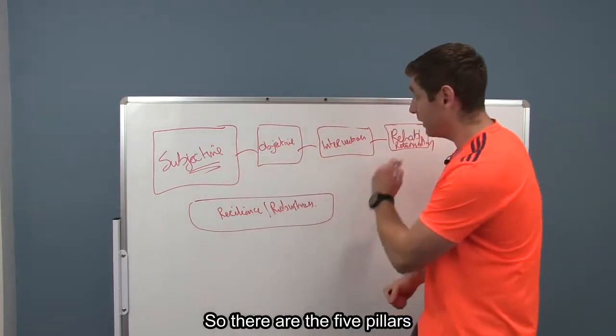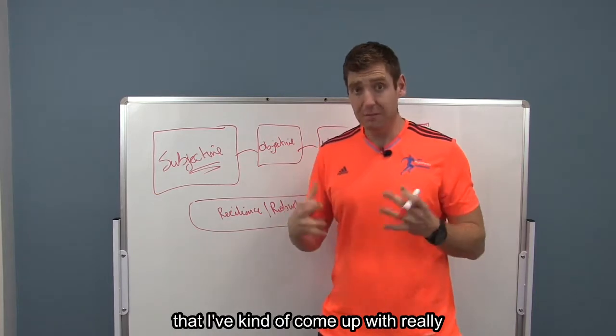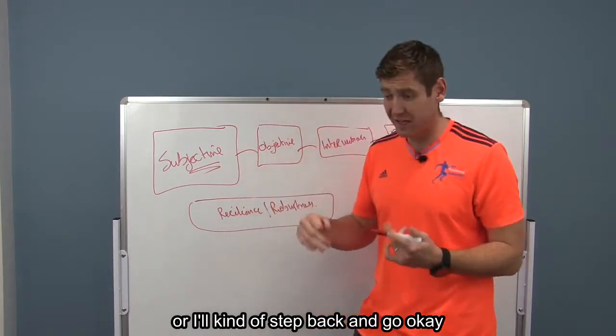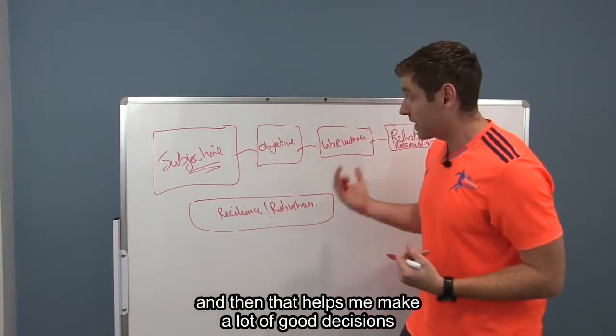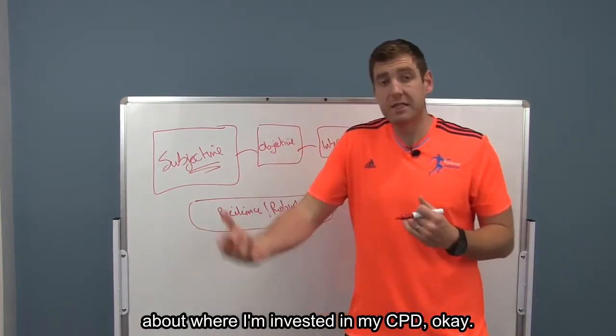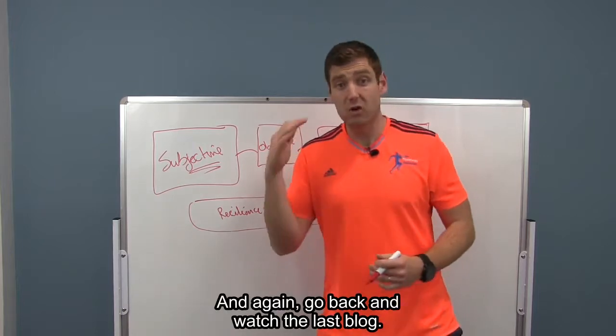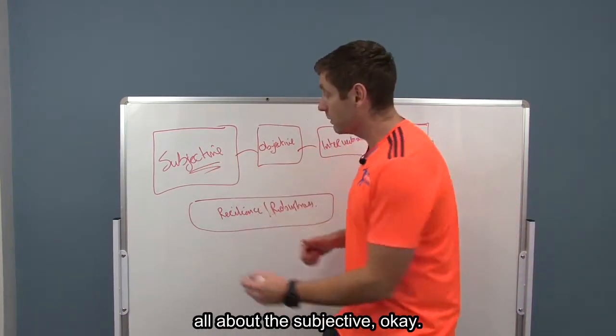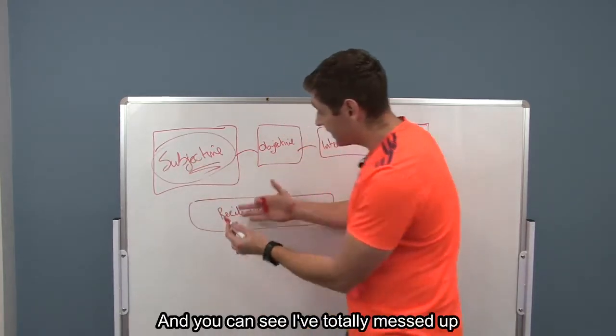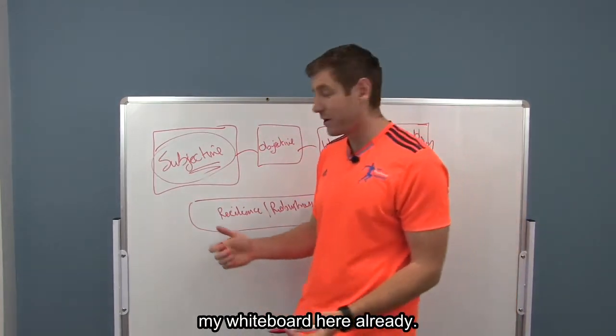Okay, so they're the 5 pillars that I've come up with, really, where I step back and go, okay, they're the 5 things I need to be very, very good at. And then that helps me make a lot of good decisions about where I'm invested in my CPD each year, okay? And again, go back and watch the last blog. But in this blog today, I want to talk all about the subjective, okay? And you can see I've totally messed up my whiteboard here already.